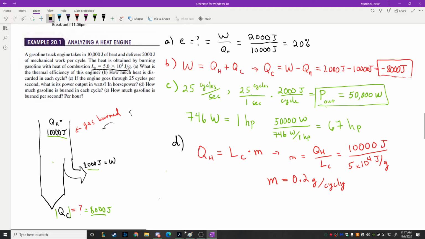That's weird. Y'all agree? 0.2 grams per cycle? And then it says how much gasoline is burned per second and then per hour.